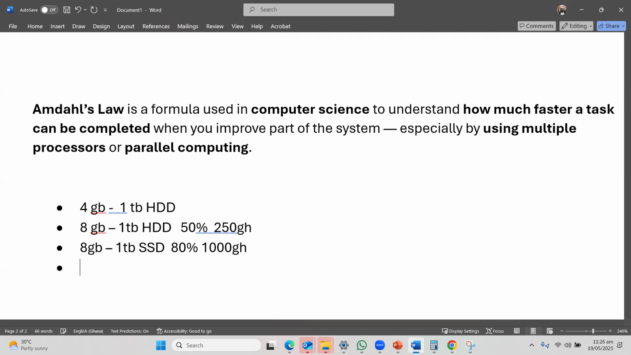Now, let's say we have another person who has this computer, 8 gig, 1 terabyte SSD. And he goes to buy 16 gig and add it to the 1 terabyte SSD. And this will improve his computer by 20%. But the 16 gig which you have to go and buy is 500 Ghana cedis. That doesn't make sense.